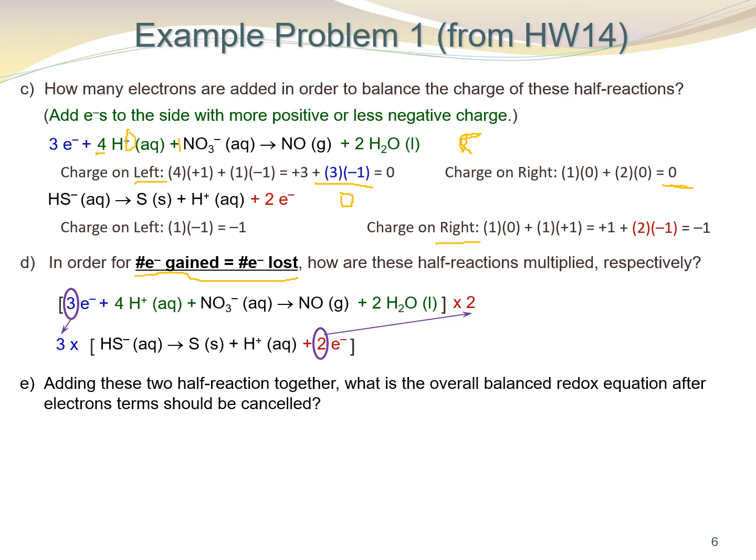3 times 2, 6 electrons. So we now know we can balance, we can cancel out those number of electrons. So those half reactions combined must be good after we multiply these numbers.